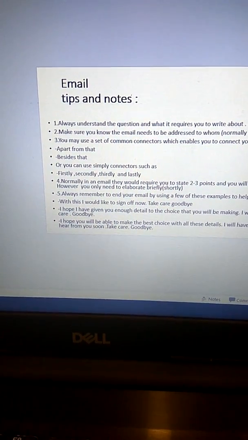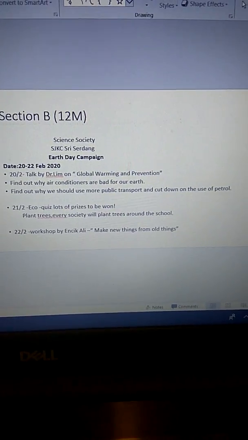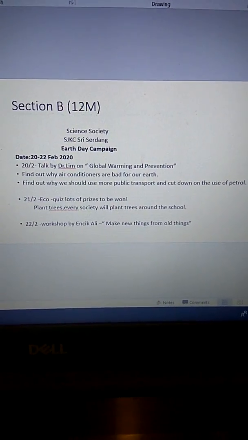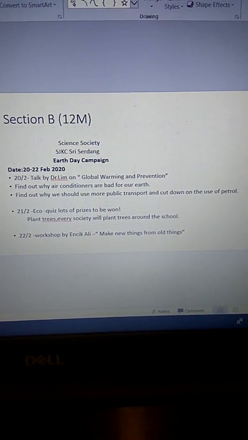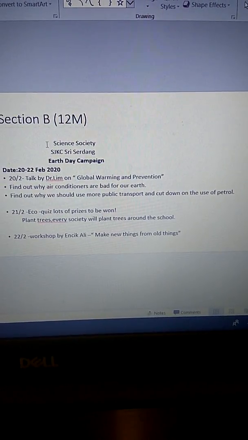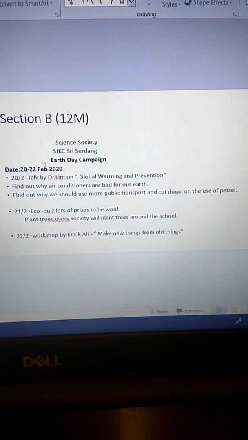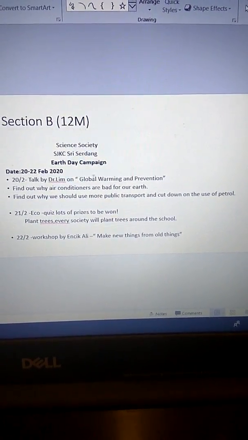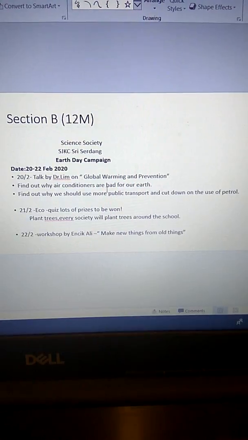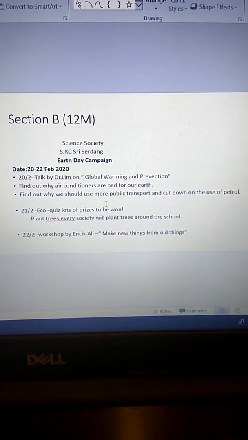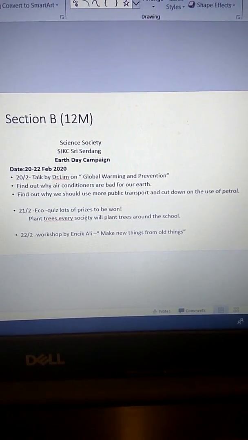Okay, so let's look at the question. So this is a form of a question. Now section B consists of 12 marks, and as you can see, I'll just go through this question with you. This is the question that you will be doing later on. It is about Science Society and the Earth Day campaign. They have mentioned the date here, and on the 20th there's a talk on global warming and prevention, and these are a few details about global warming and prevention. And then there's also an eco quiz, which is referring to a few activities here.